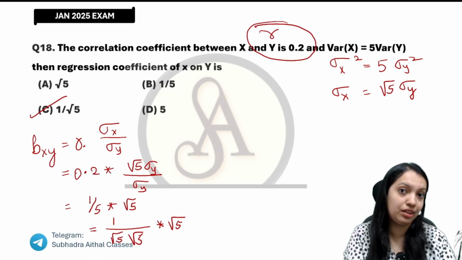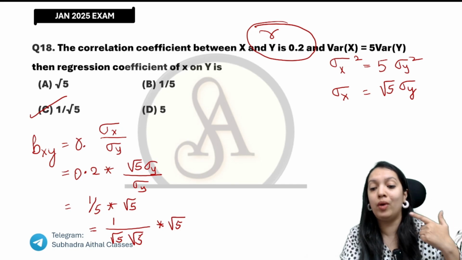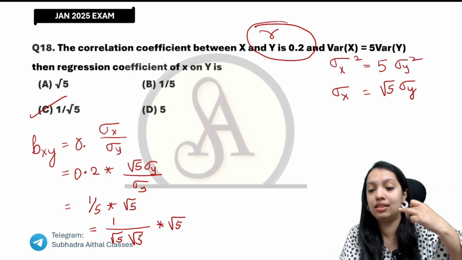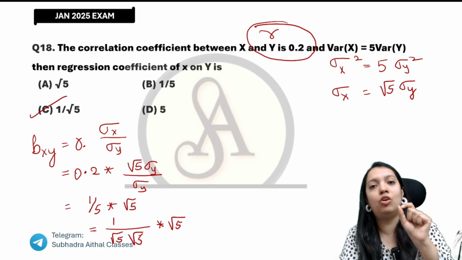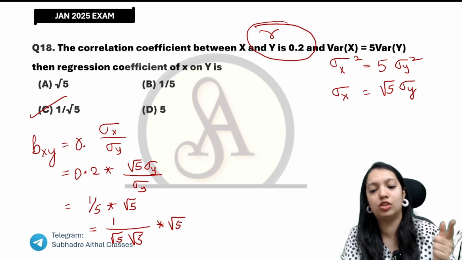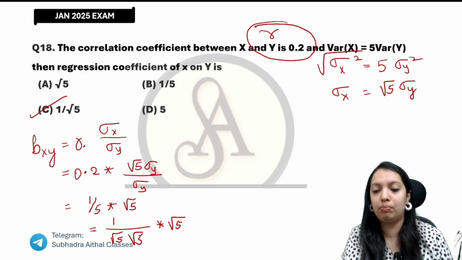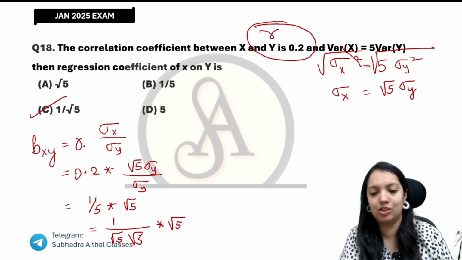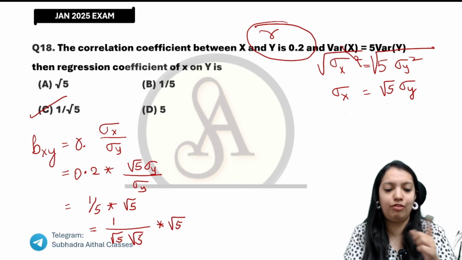Variance of x and variance of y, they are interlinked. Variance of x is sigma x square, variance of y is sigma y square. In order to take standard deviation, take square root on both the sides. When I apply square root, square and square root get cancelled. So sigma x is equal to square root of 5 sigma y. I have replaced the value.